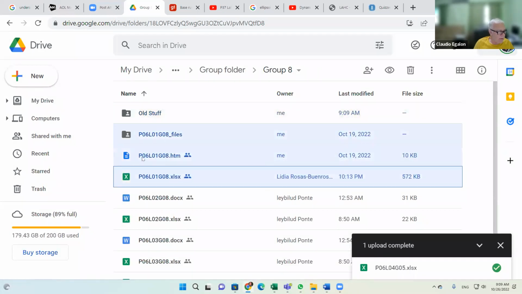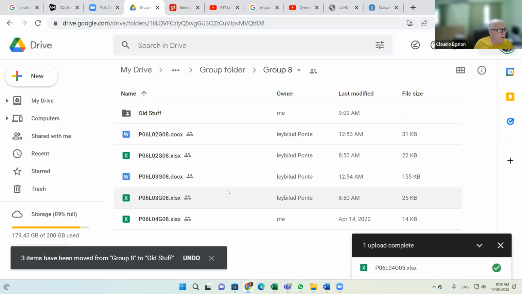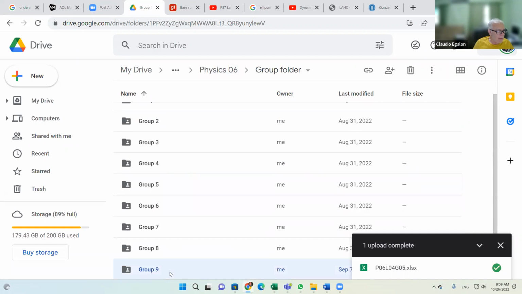And only everything related to group 1 goes here. Change who has access. It will be visible to everyone who can. Okay, you can see old stuff. This will be visible. Okay, move. Now, lab 2, good. And lab 3, good. And then you have lab 4 here, group 8. Now we have group 9 as well.